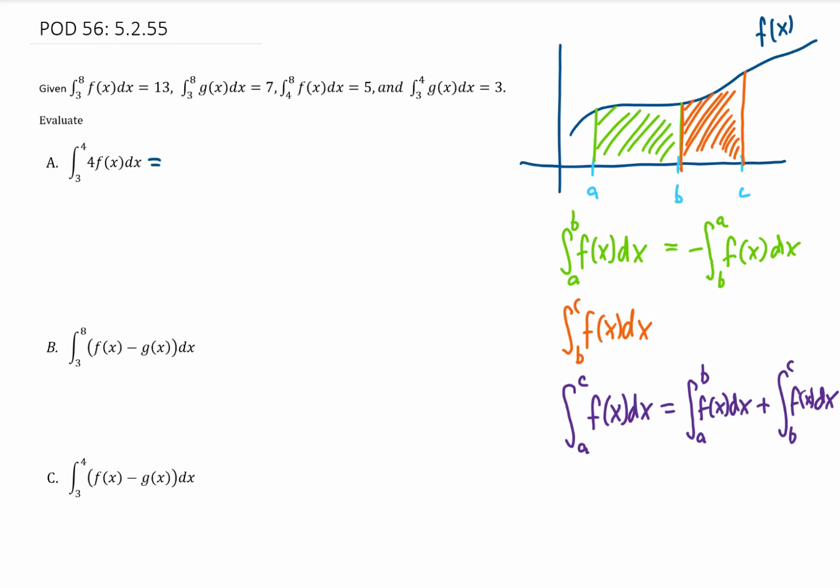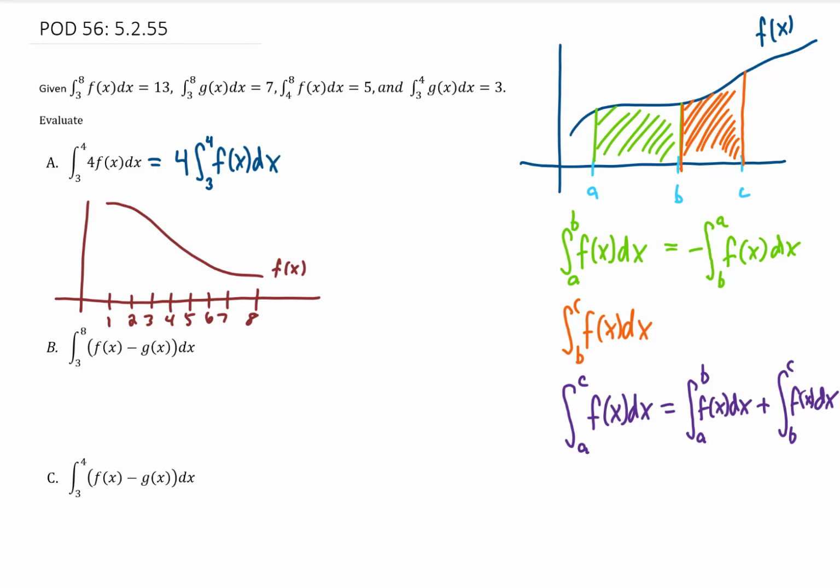This first problem might be a little bit easier if we take that constant of 4 and bring it outside of the integral. And maybe I'll draw a little picture to represent what we're going to do with the rest of this problem. What we're ultimately trying to find is the area underneath this function between the x values of 3 and 4. However, what we're given in this problem is an area beneath this function between x equals 3 and x equals 8. That would look something like this.